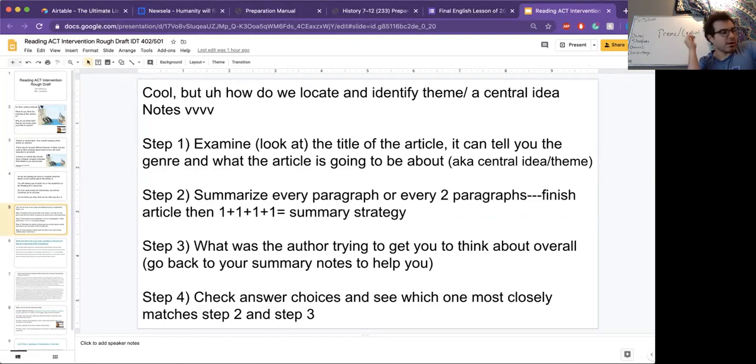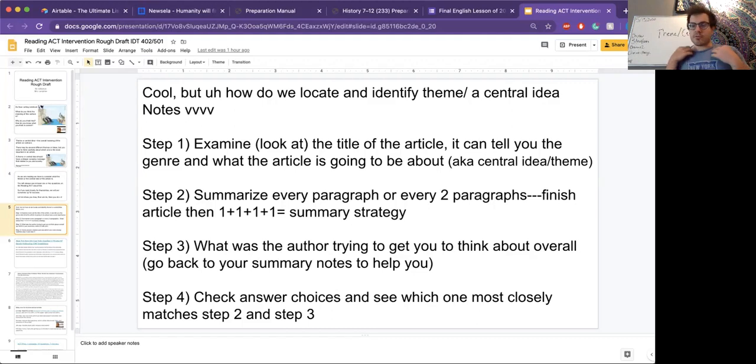So if I have an article that says, I don't know, "5G does not cause coronavirus," you, as a smart, intelligent reader, can see that title and say, okay, I bet this article is going to be about 5G not causing coronavirus. So first step is to look at the title. Your second step is to summarize every paragraph or 2 paragraphs.